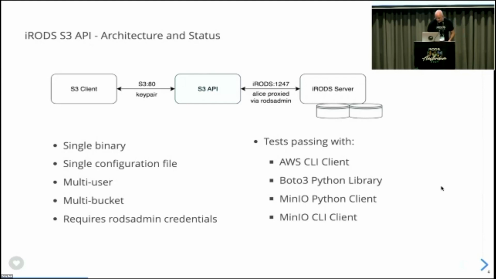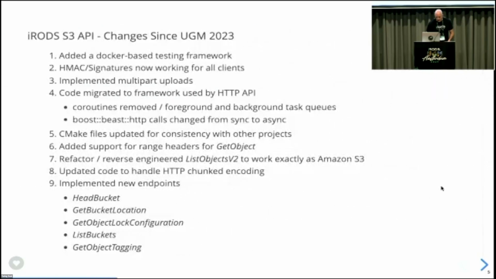The status of it: we have all the testing passing with both the AWS and MinIO CLI clients, and also the Boto3 and MinIO Python library clients. Since this was introduced last year, I wanted to go through a few of the changes that have happened in the last year.